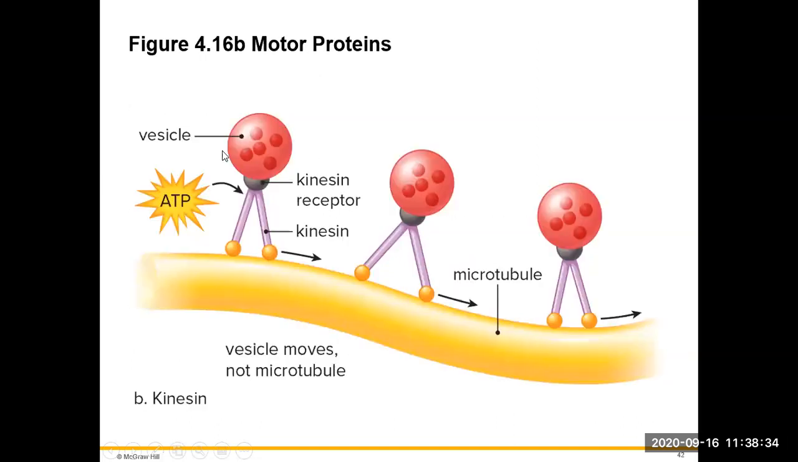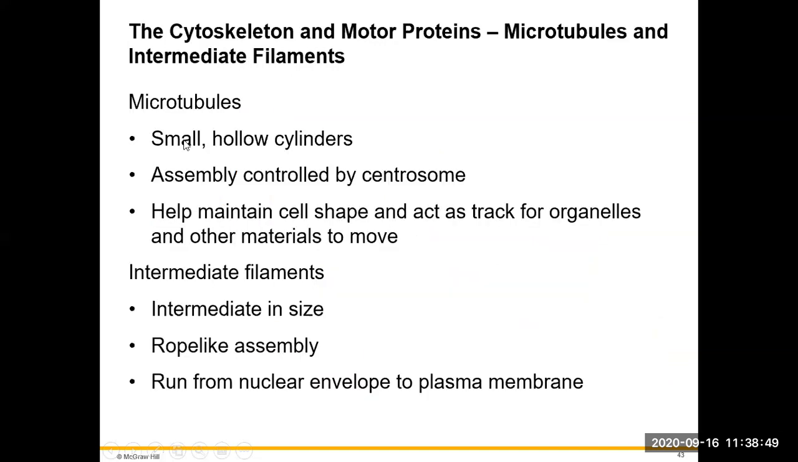Microtubules are not actually like this. They look cylindrical, but their actual structure doesn't look like this. They are cylindrical, like small balls coming together. They are small hollow cylinders. Their assembly is controlled by the centrosome. They help maintain cell shape, and they act as a track, like a train track, for organelles and other materials to move.